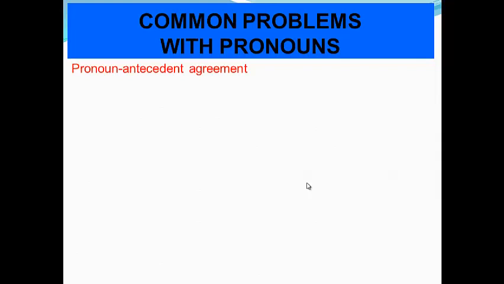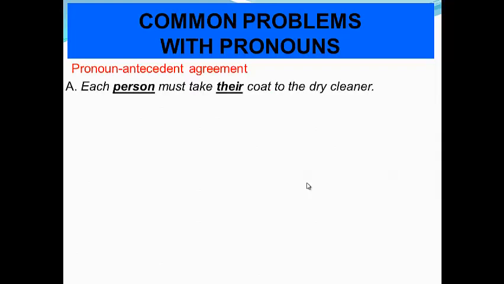The antecedent is a noun that the pronoun replaces. Within sentences, the pronoun must agree with the antecedent in number, singular or plural. The pronoun in sentence A is there, and the antecedent is person. This sentence is not grammatically correct because the word person is singular and the word there is plural. So the correct sentence is B.